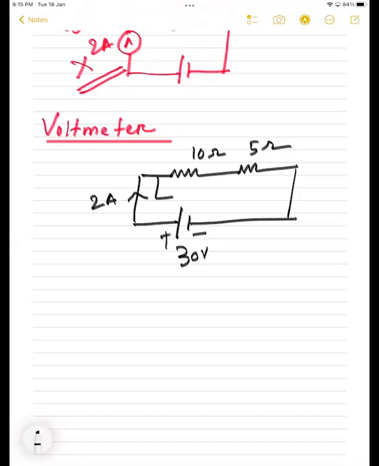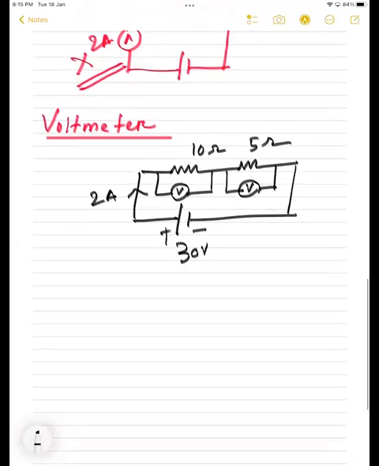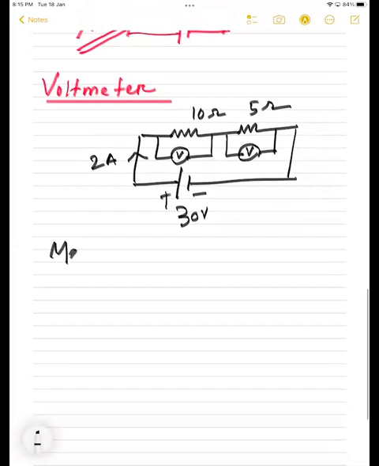And if I want to find how much voltage is dropped here, then I have to connect a voltmeter in parallel, right? The voltmeter measures voltage, and it is always connected in parallel.